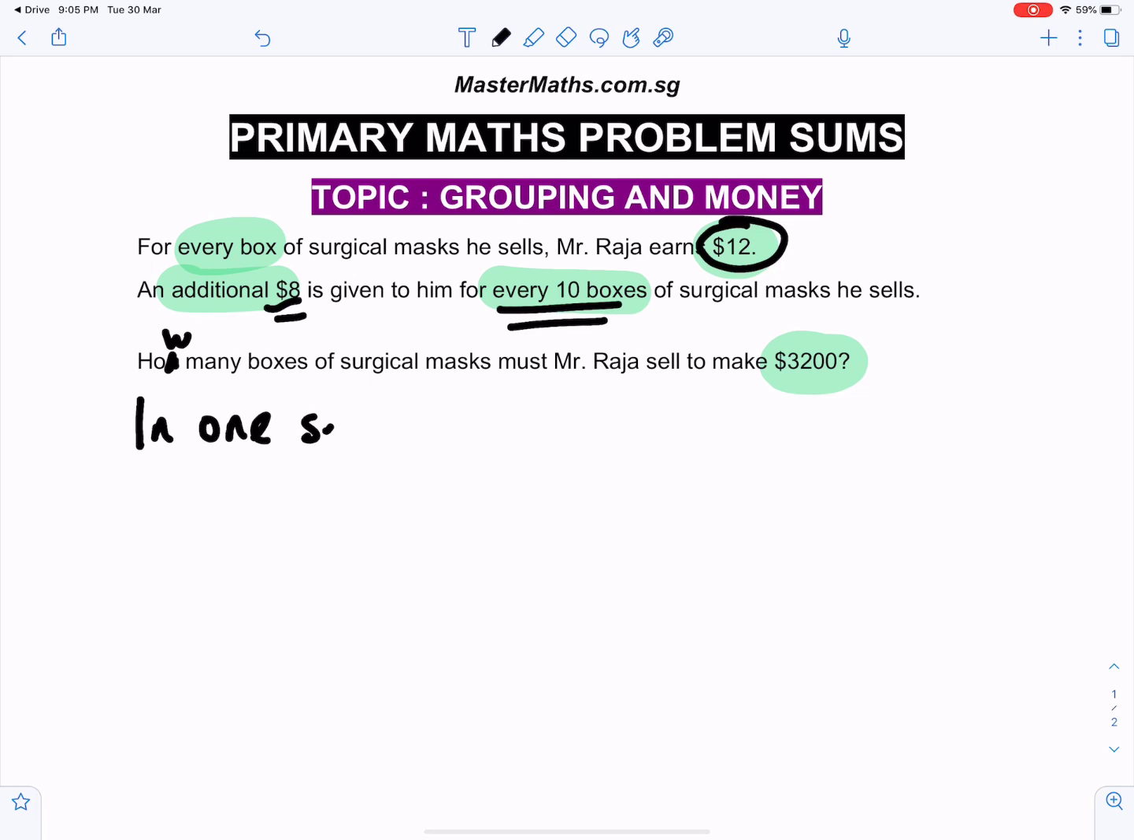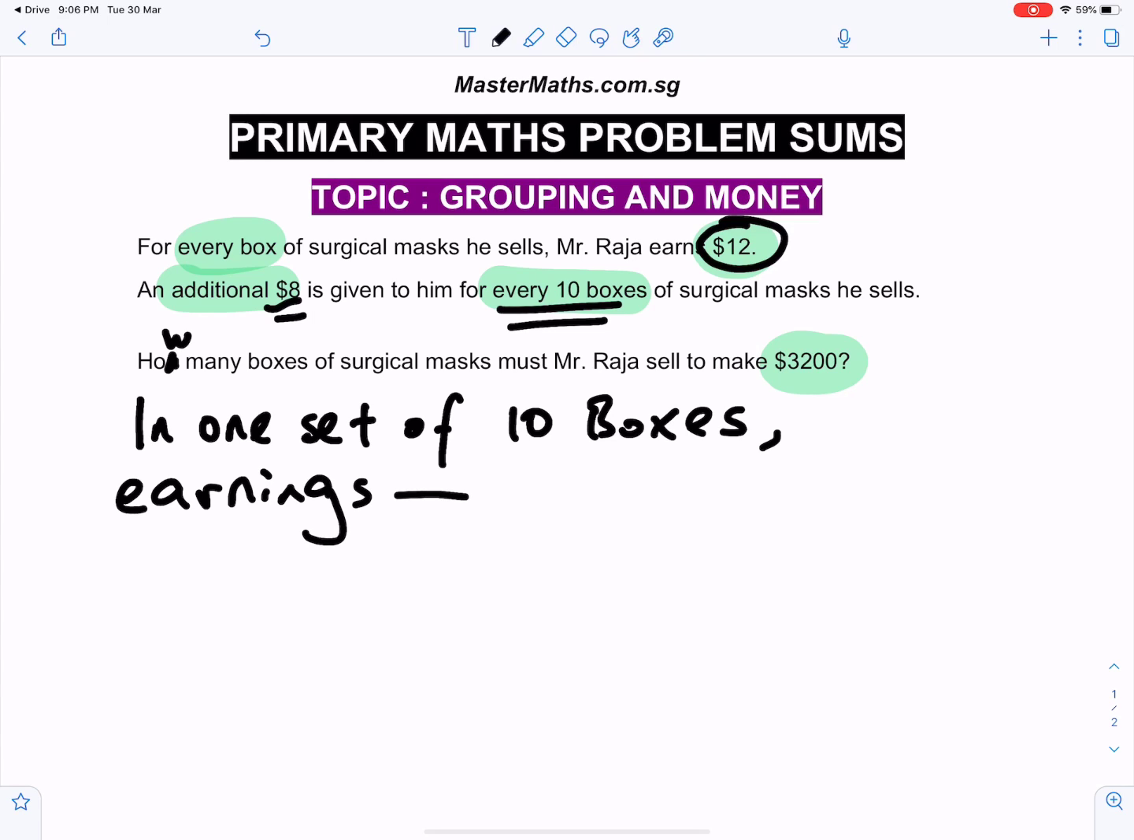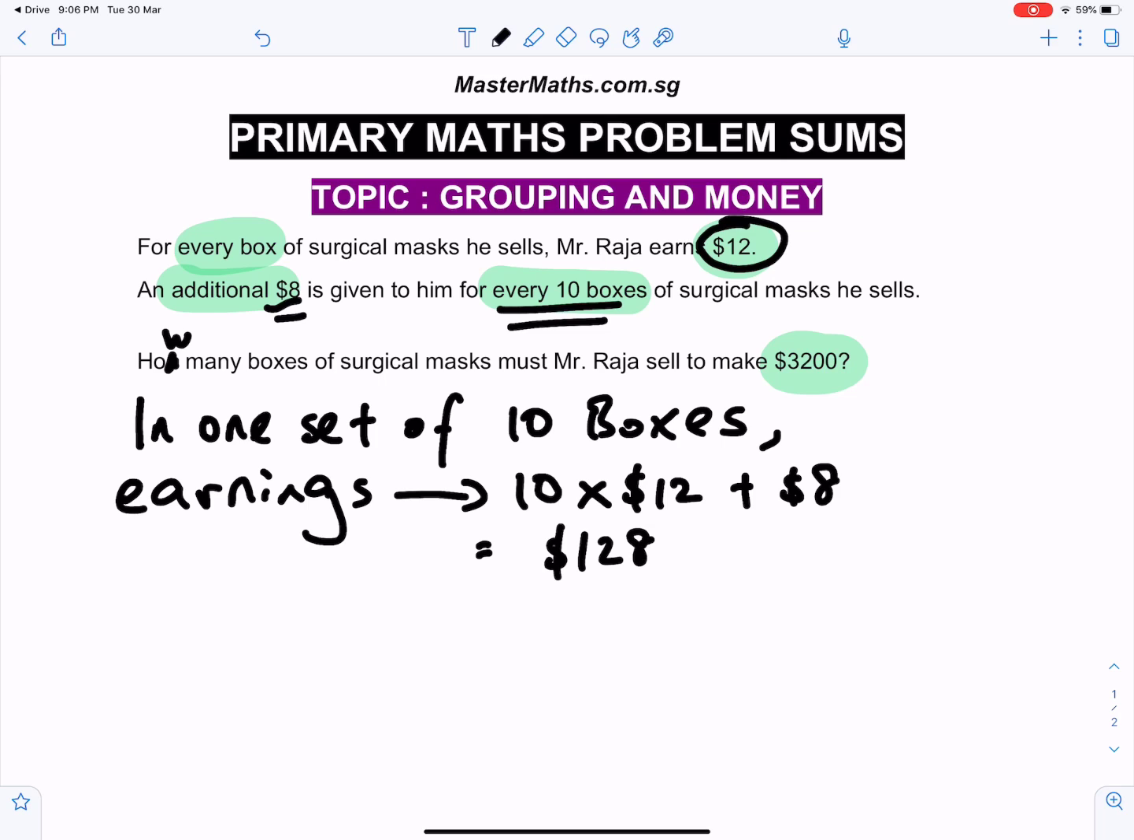In one set of 10 boxes, earnings will be 10 multiplied by $12, but don't forget he gets a bonus of $8. Let's calculate this. We are going to get $128 just by selling 10 boxes.